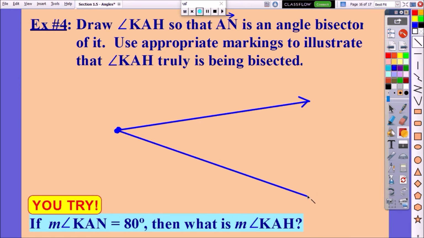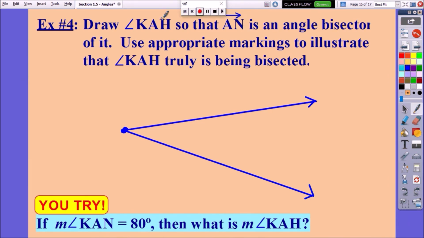So let's say, and if it's KAH, remember that middle letter A is the vertex. So we know this has to be A. And we get to put some points towards the end here. Does it matter which one's K and which one's H? It doesn't matter. Let's just do that. So there's angle KAH, so that ray AN is an angle bisector of it. So we're going to bisect this angle into two smaller congruent angles.